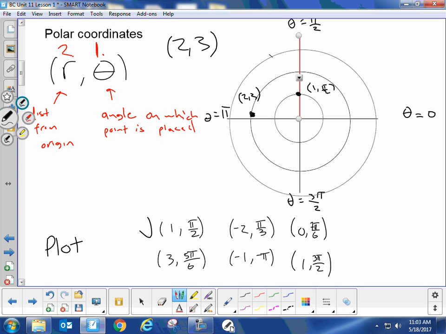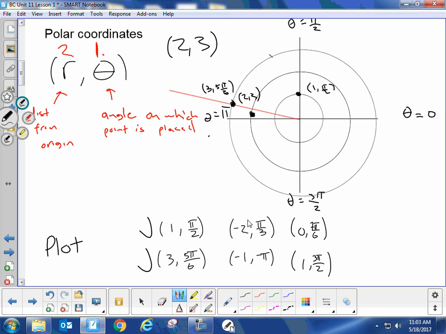5 pi over 6, 3. Really the same thing. I will go to a theta of 5 pi over 6. 5 pi over 6 is right here. Let's say it's more like here. All the way out 3 units, closer to here. And this is the point on the polar coordinate system, 3, 5 pi over 6. Fairly close to 2, 3.